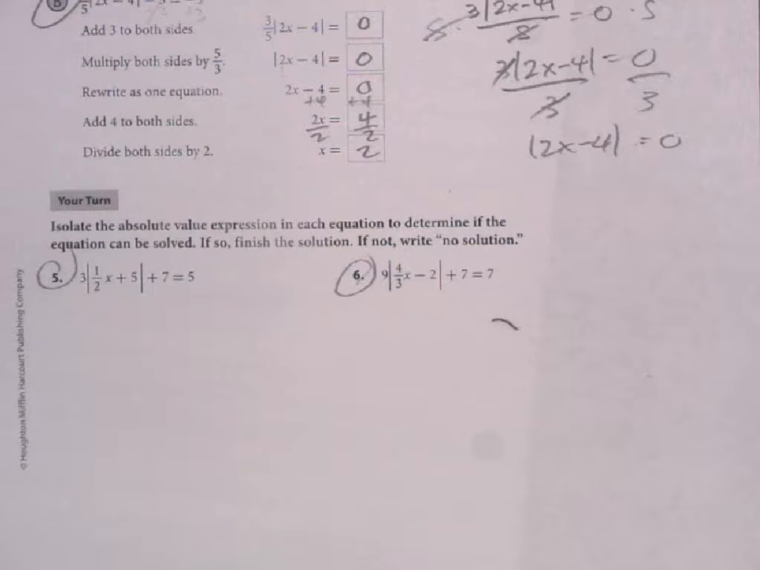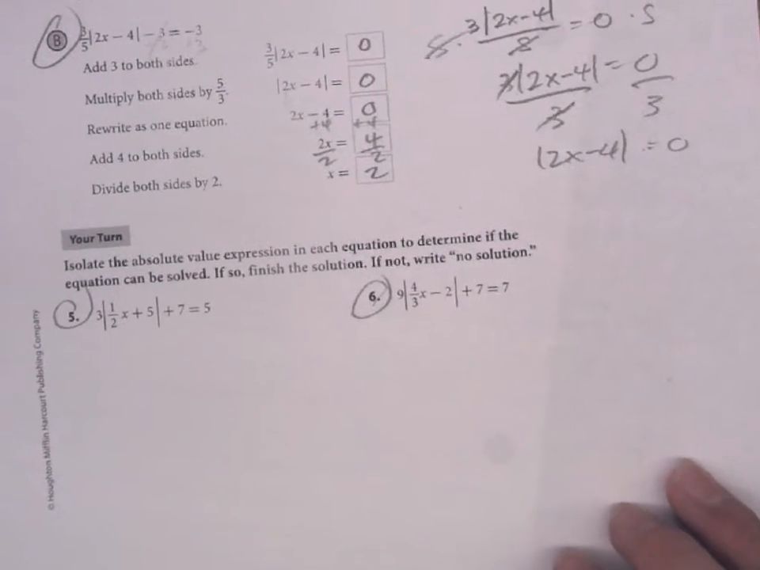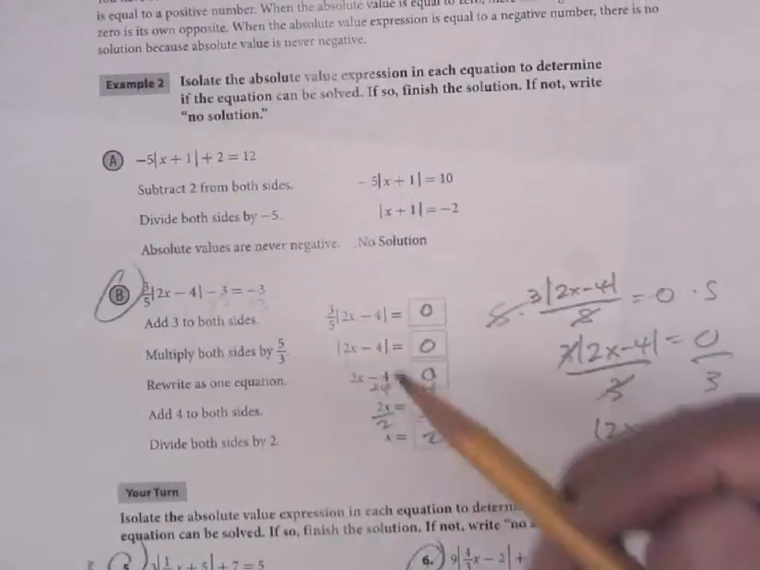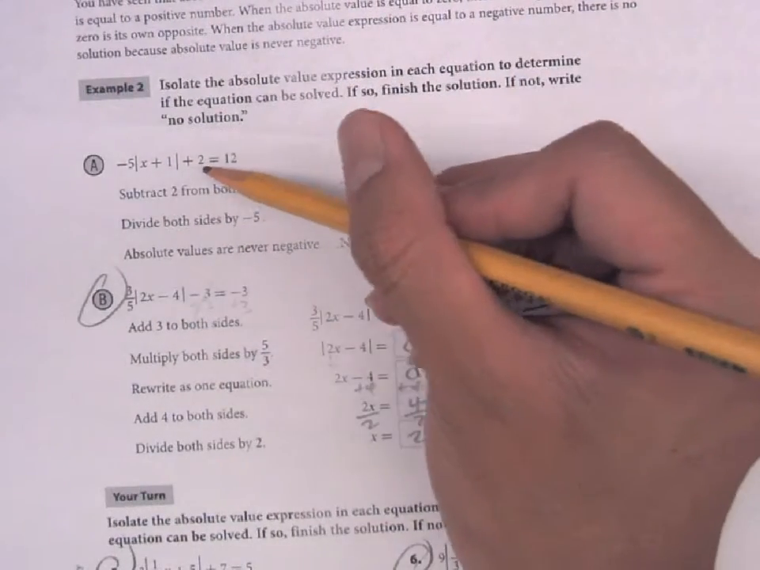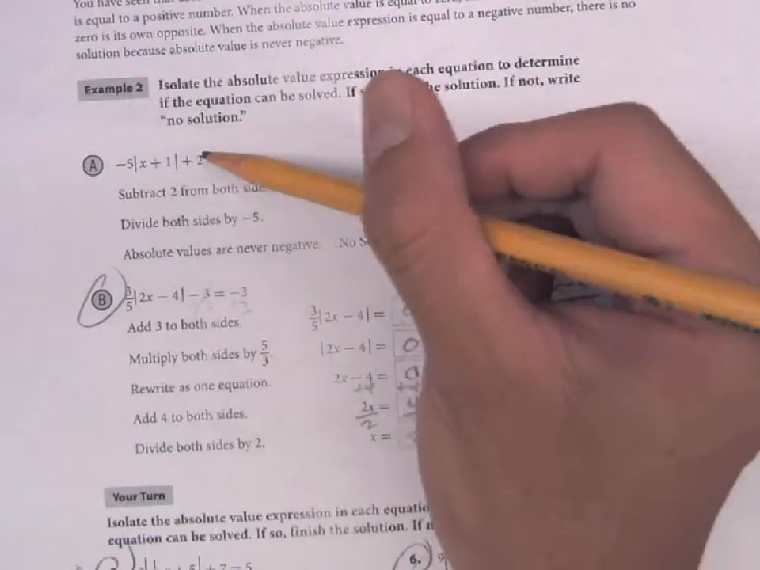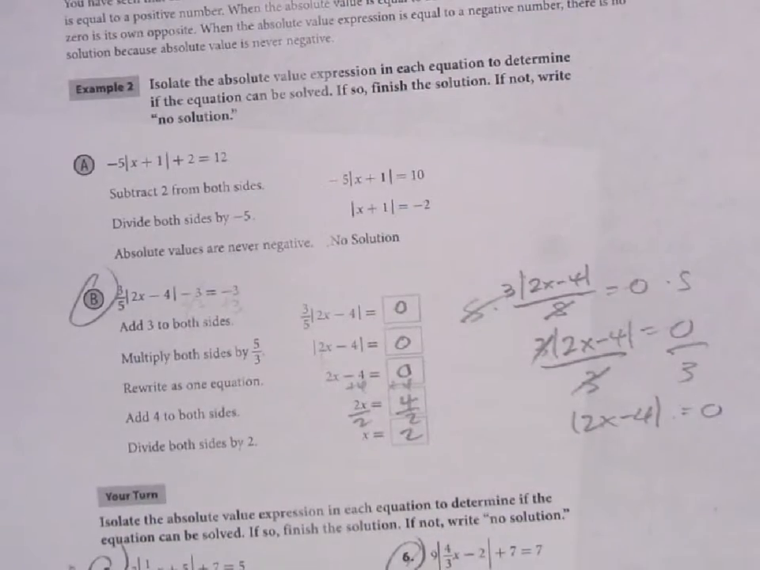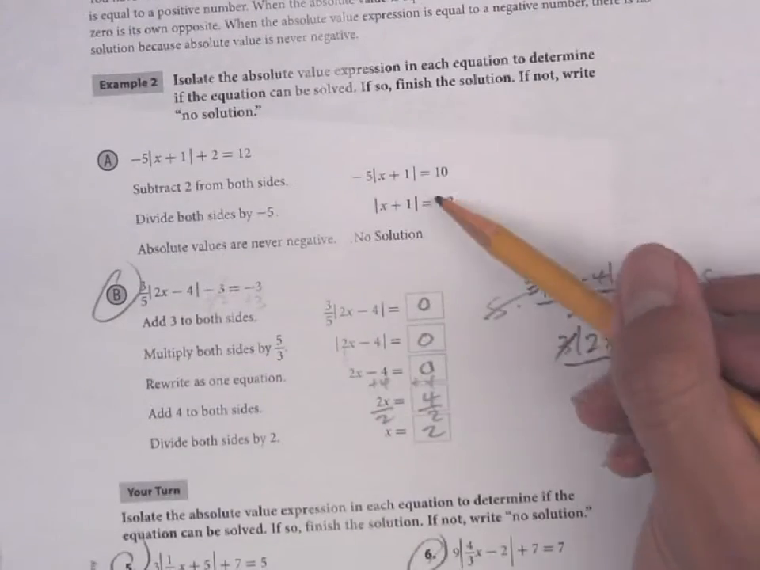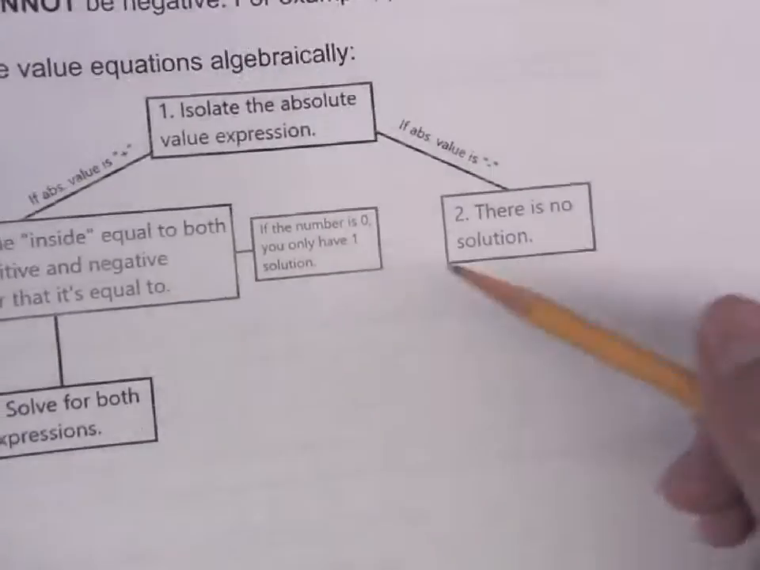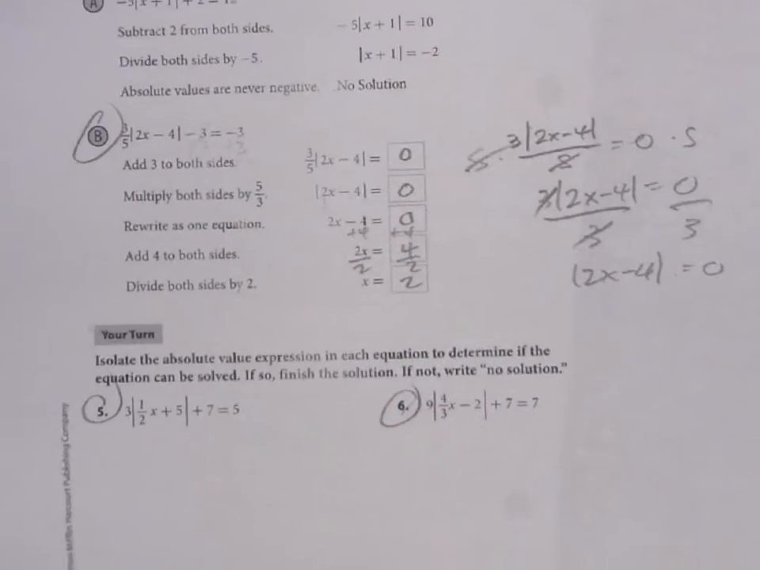Isolate the absolute value expression in each equation. Okay, so this one. Now you're going to get to the fun ones. So this is similar to part A up here. So part A, what they did is subtract 2 from both sides and then divide by negative 5, and you're going to get a negative 2 on this side. This is the case here. Once you isolate the absolute value expression, if the absolute value is negative, you ain't going to have a solution. Okay?